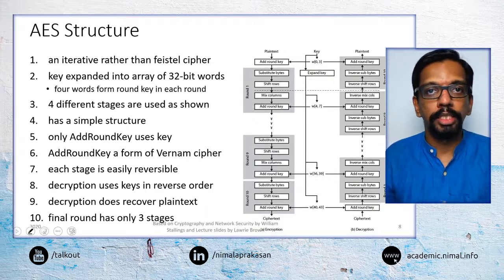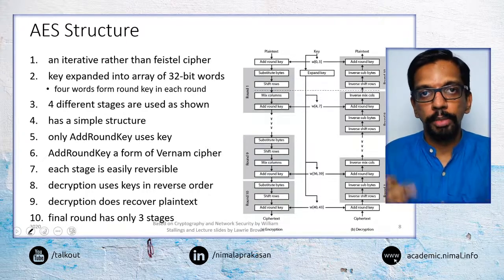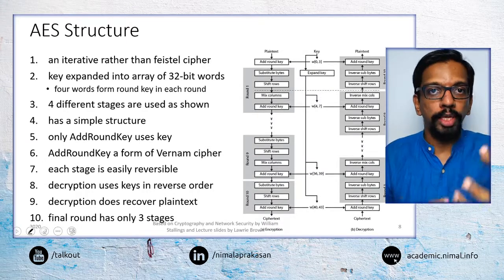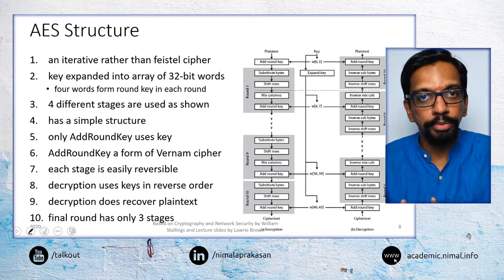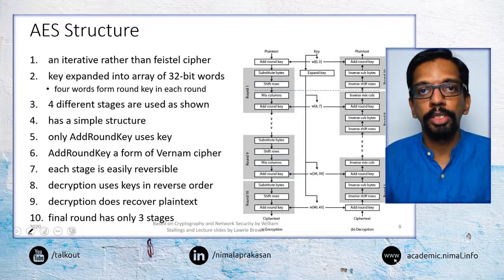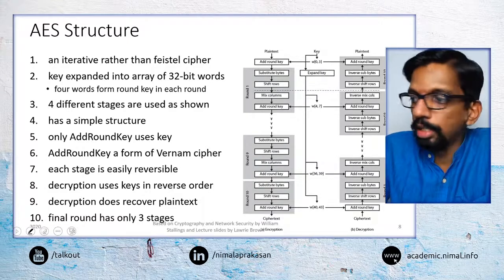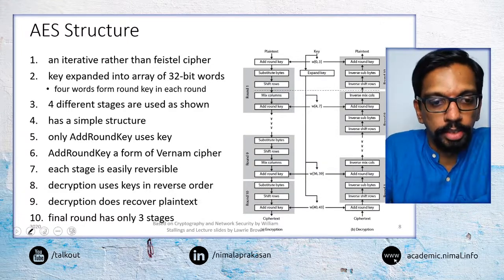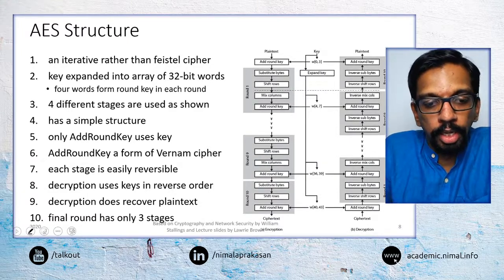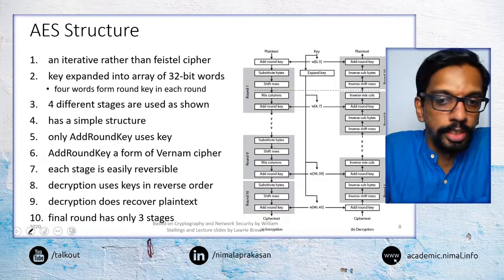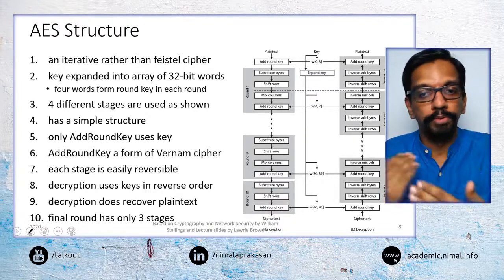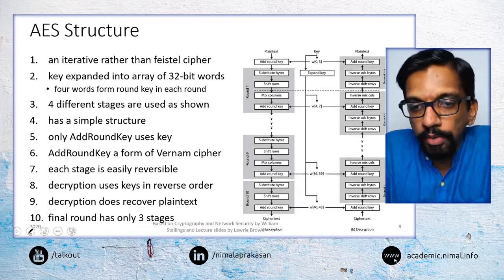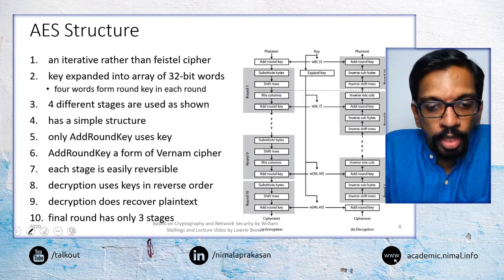So as we discussed about SP networks, substitutions and permutations, and how we can bring in confusion and diffusion using substitution and permutation, again in AES we are getting those things by doing these operations: the substitution, shift rows, and mix column operations.